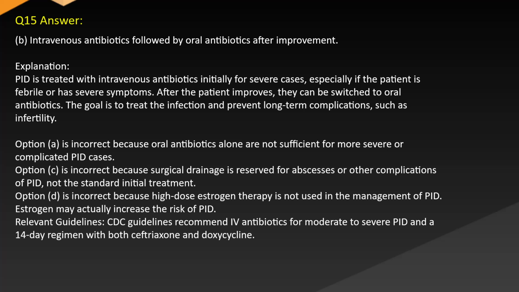Explanation: PID is treated with intravenous antibiotics initially for severe cases, especially if the patient is febrile or has severe symptoms. After the patient improves, they can be switched to oral antibiotics. The goal is to treat the infection and prevent long-term complications such as infertility.